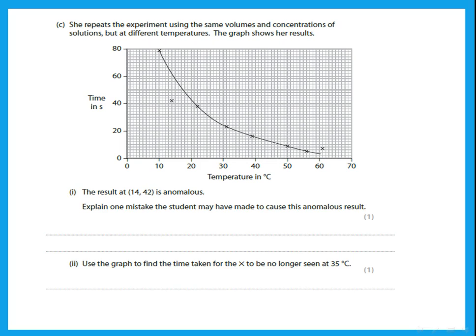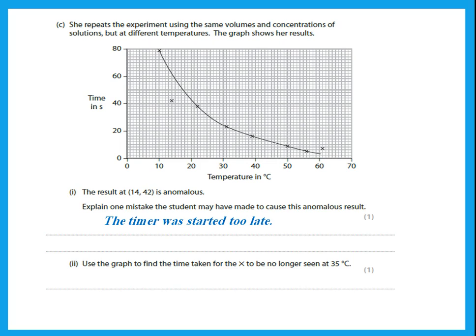The result at 14 and 4.2 is anomalous. So where is 14 and 4.12? That's the one below the graph, between 10 and 20. So explain one mistake the student may have made to cause this anomalous result. Again, we said if I have an anomalous result, I look at it. Is it below what I should have gotten or above what I should have gotten? It's below. The anomalous result is below the graph. So that means that for that anomalous result, he got a result less than what he should have gotten. So what problem could have happened? He started the timer too late.